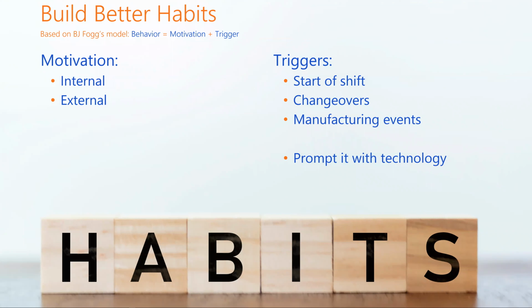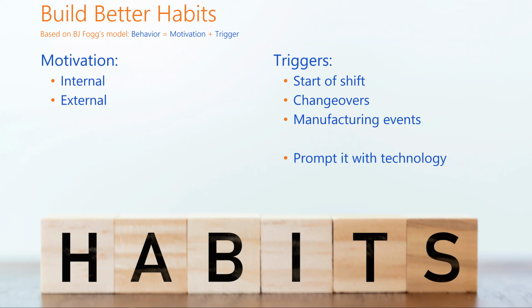For those unfamiliar with BJ Fogg's research into behavioral change, I highly recommend reading the book Tiny Habits. It's a quick read and talks about how to establish new habits and to break old ones. The fundamental concept of the model is that behavior equals motivation plus trigger. So if you want to instill a new behavioral habit, you must understand the motivation for the behavior and then tie the initiation of the action to some sort of trigger.